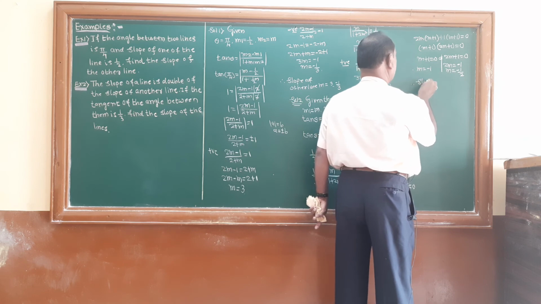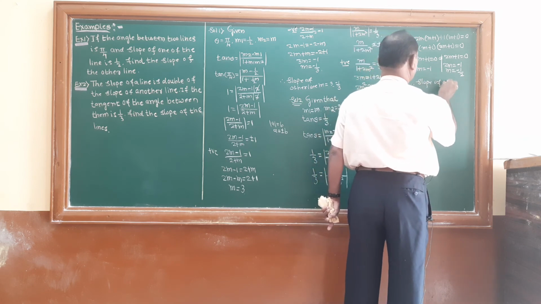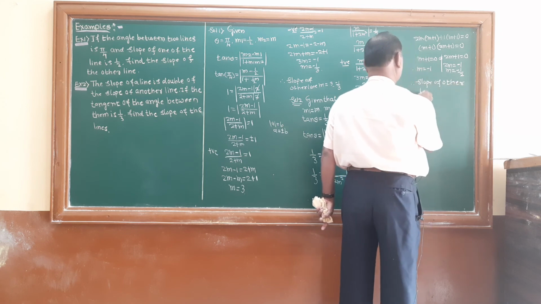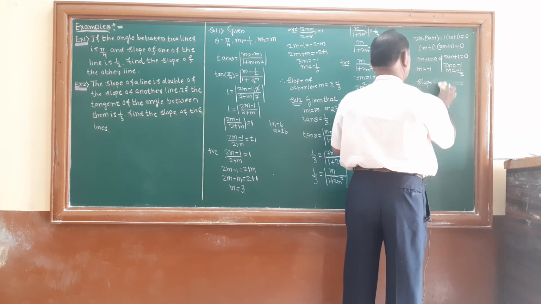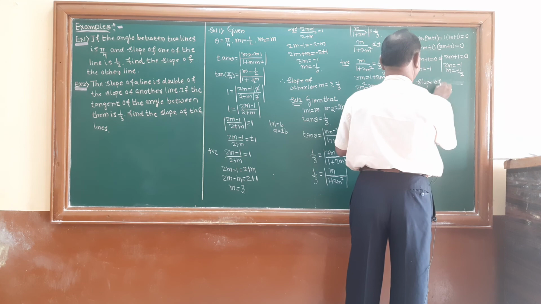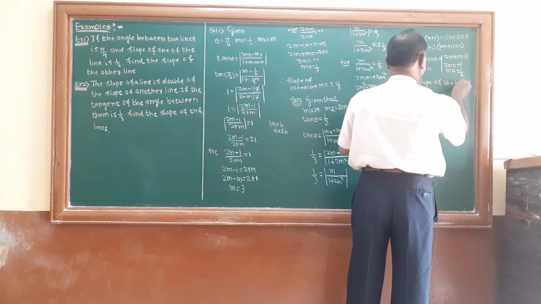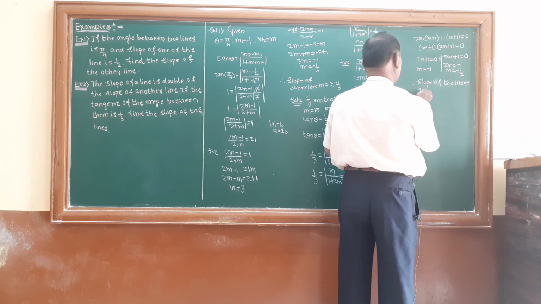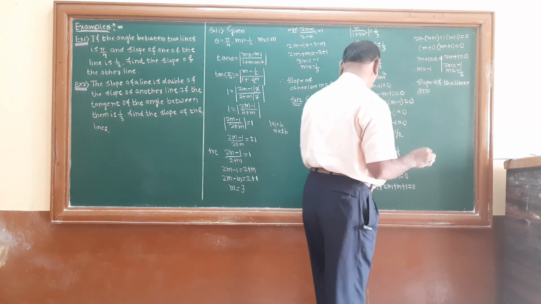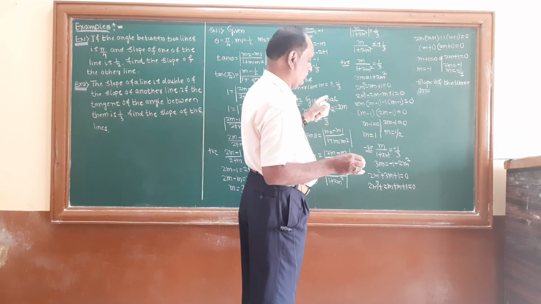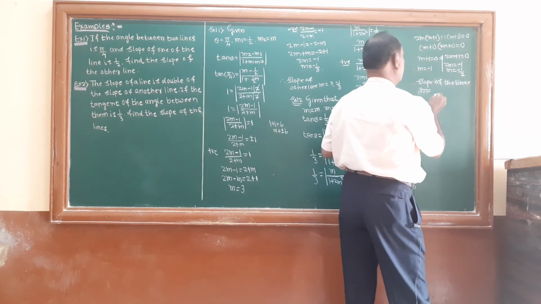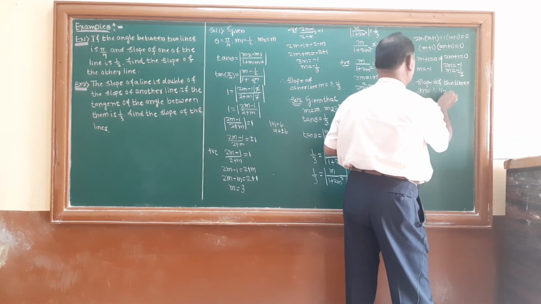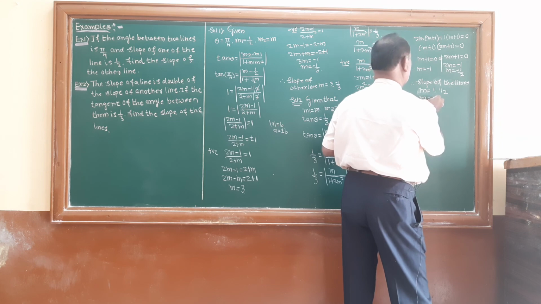Therefore, the slopes of the lines are: one, m is equal to 1 and 1/2. Therefore m is equal to 1 and 1/2. Another one, m is equal to minus 1, then minus 1/2.